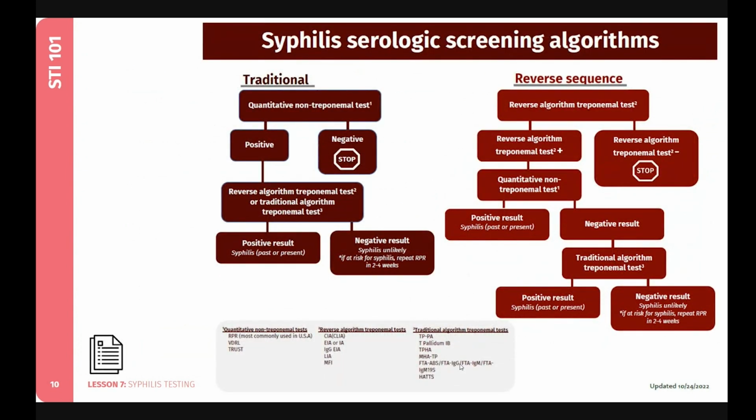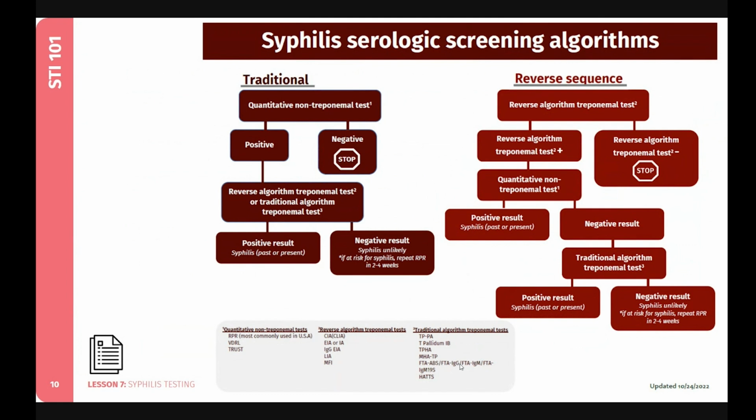This is a screenshot of a resource that is available in the Investigator Toolkit. Since we need 2 reactive tests to determine if someone is infected with syphilis, we have 2 options for the order in which those tests can be performed.